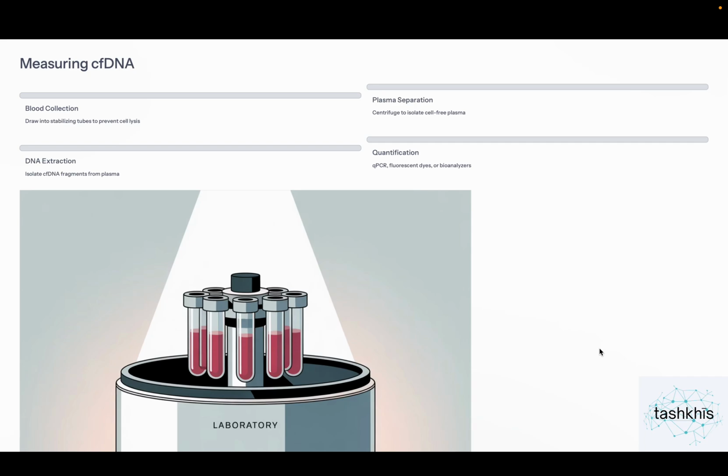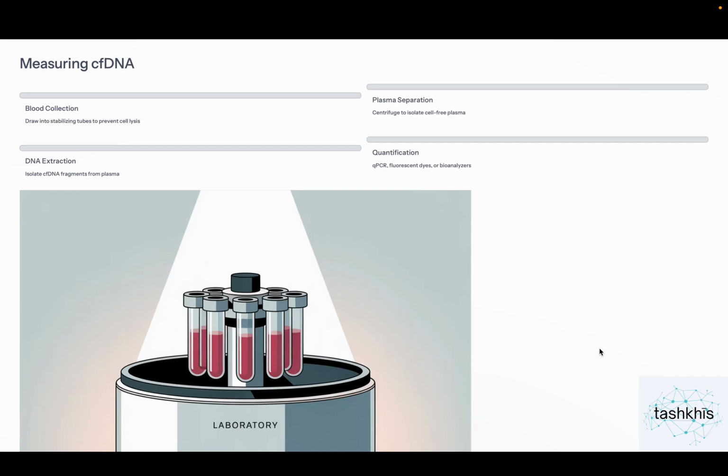So how do we measure cfDNA? Measuring starts with a blood draw into a stabilizing tube. The sample is spun in a centrifuge so the plasma separates from the cells. DNA fragments are then extracted from the plasma. So for cfDNA, we measure the total amount of DNA present using methods like qPCR, fluorescent dyes, and bioanalyzers. These are just examples of methods that we could use.